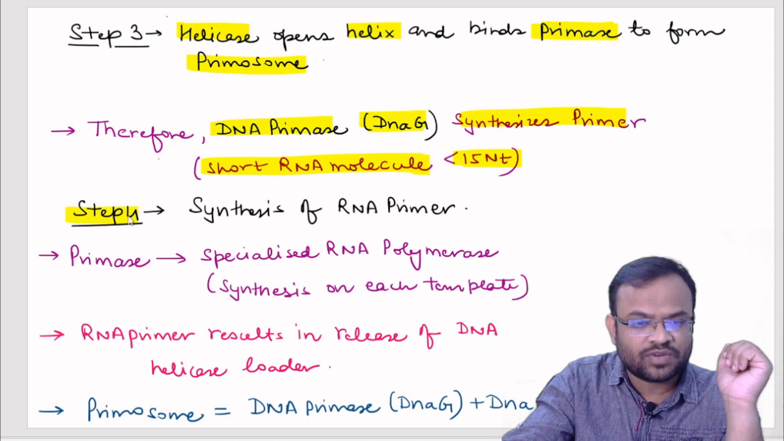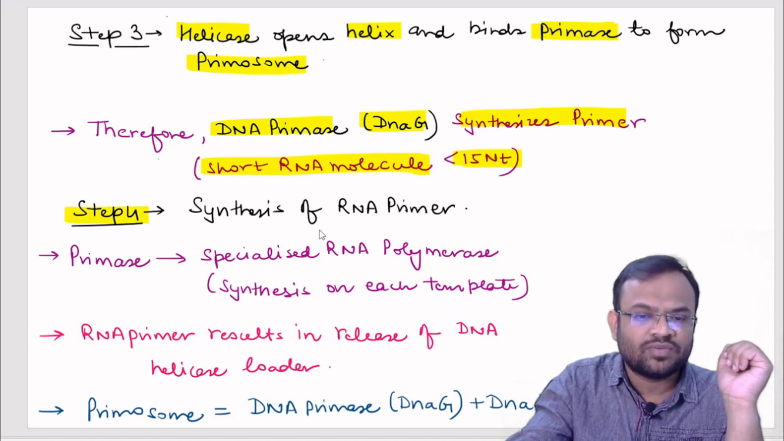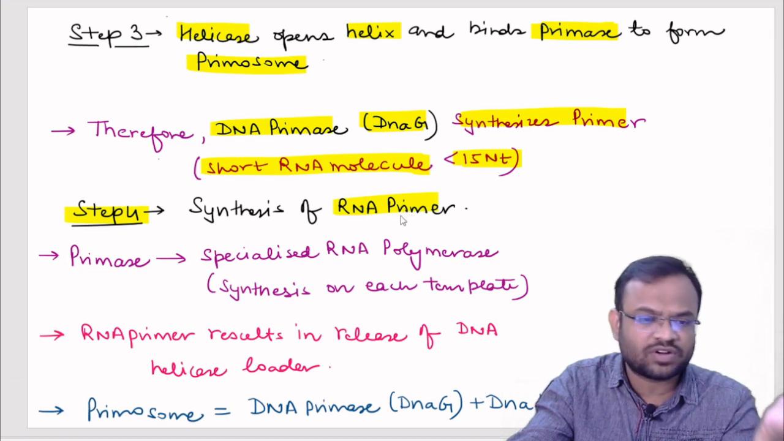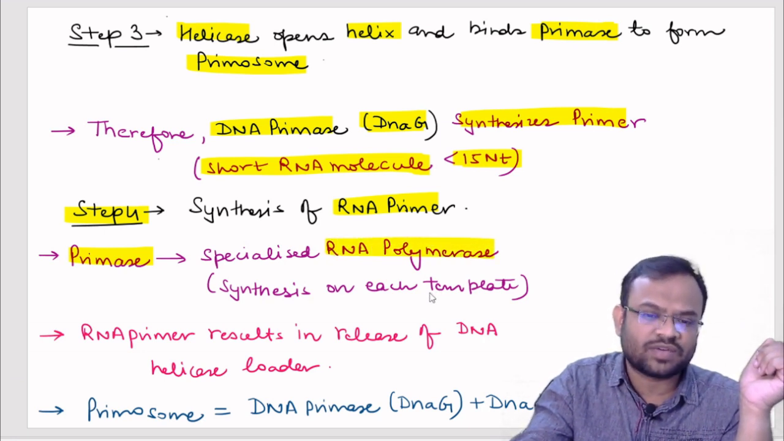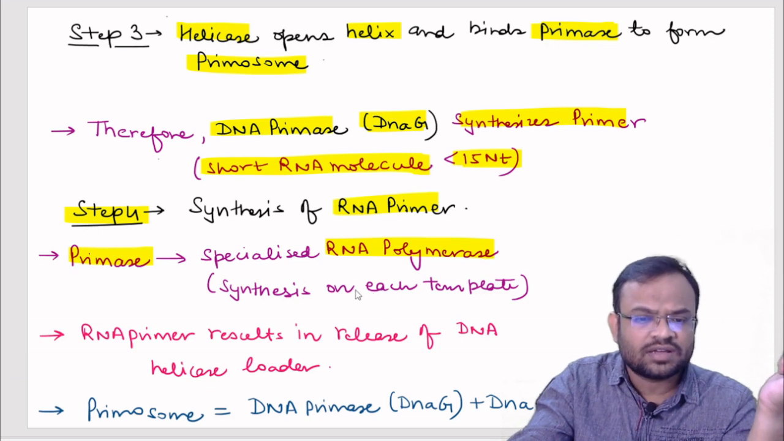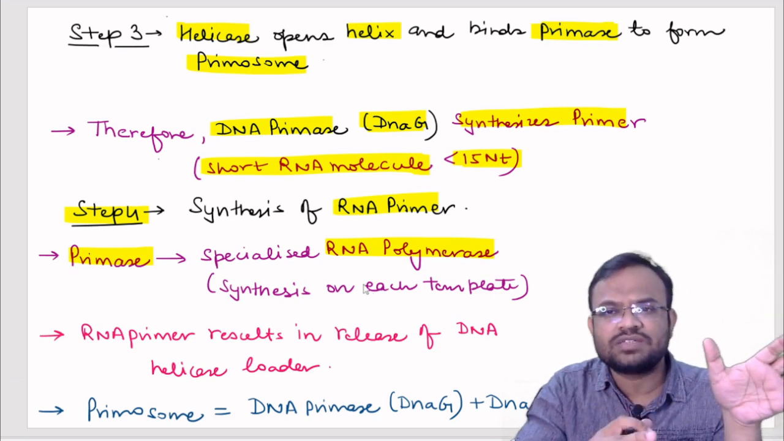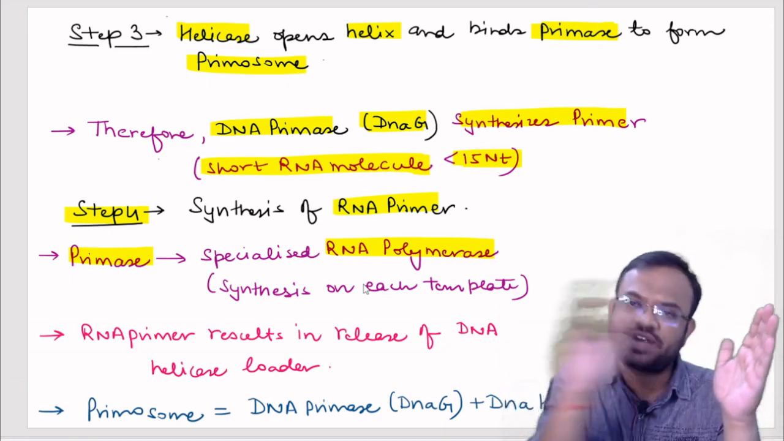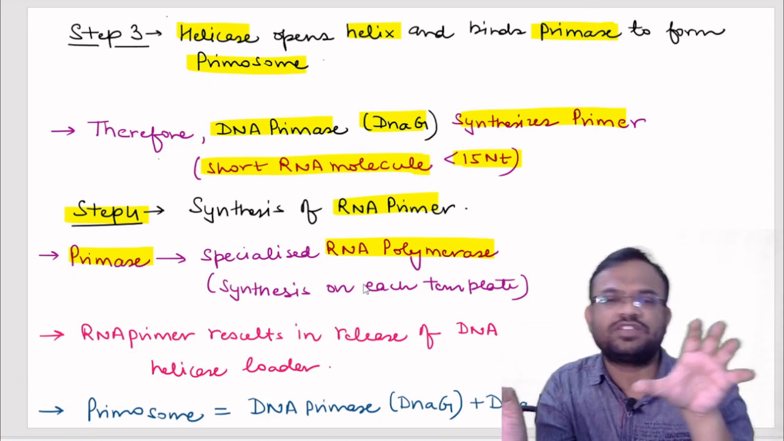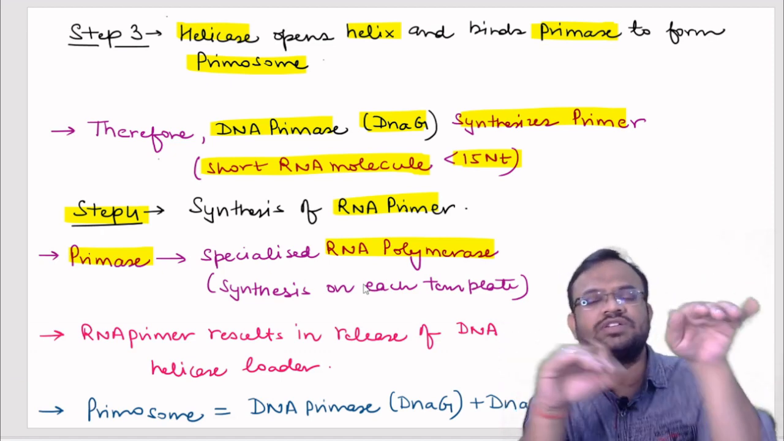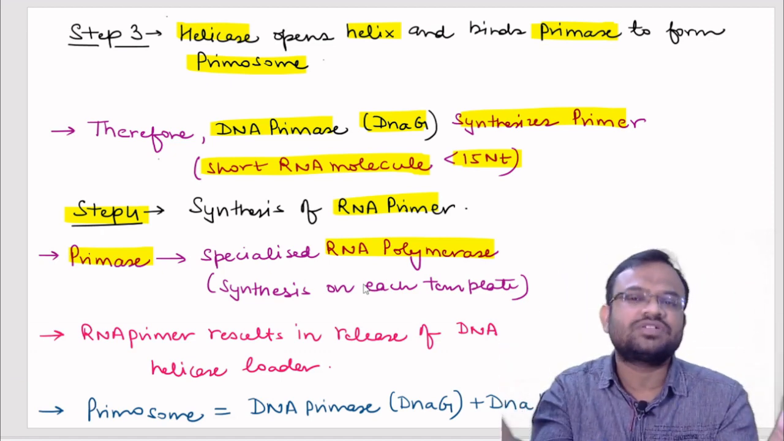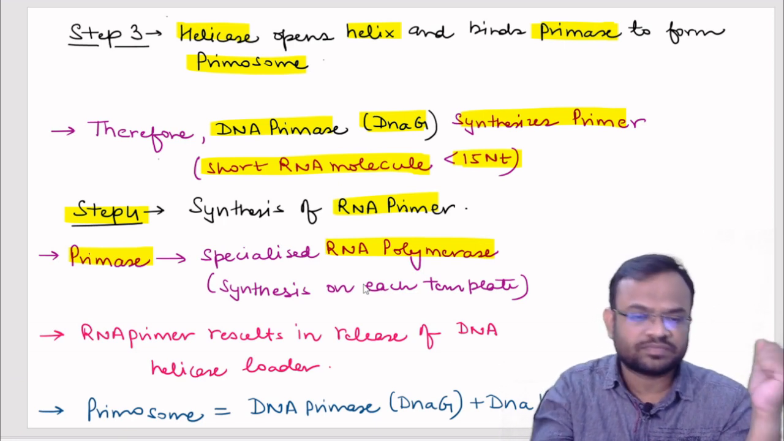Let us come to step number 4. In step number 4, we are talking about the synthesis of the RNA primer. So the RNA primer has already been synthesized, and primase was involved in synthesizing it. Primase is RNA polymerase, I've also told you about this. And this primase is binding to both the strands of DNA. It is binding so that the primer can be synthesized on both the strands. Why? DNA polymerase cannot synthesize DNA from scratch.